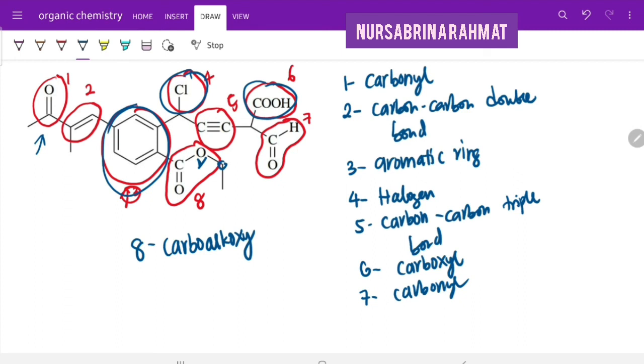Okay, so I already gave you enough examples to identify functional groups in different types of organic compounds. Okay, so please do memorize all the names of the functional groups. The name is different from the name of the organic compound, so please be alert about this.